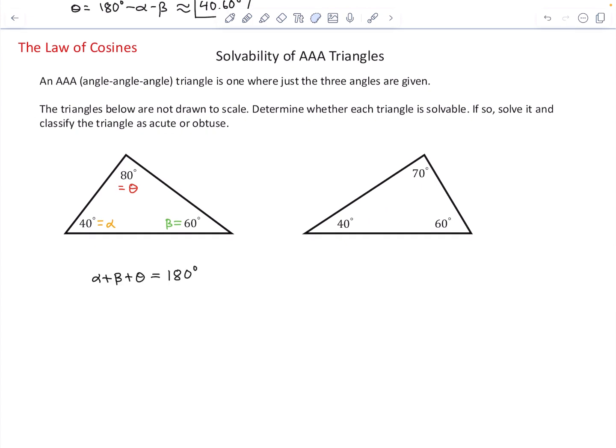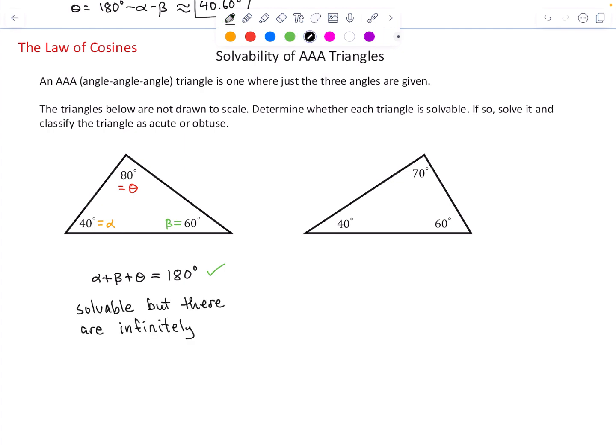Now, recall that for any triangle, the sum of the interior angles must be 180 degrees. And in this case, 80 plus 40 plus 60 is 180. So this checks out, and this is a possible triangle. However, its solution is not unique. I could imagine a small triangle with these same angle measurements, or imagine scaling it up to a larger triangle, but with the same angle measurements. So it is solvable, but there are infinitely many possible triangles.